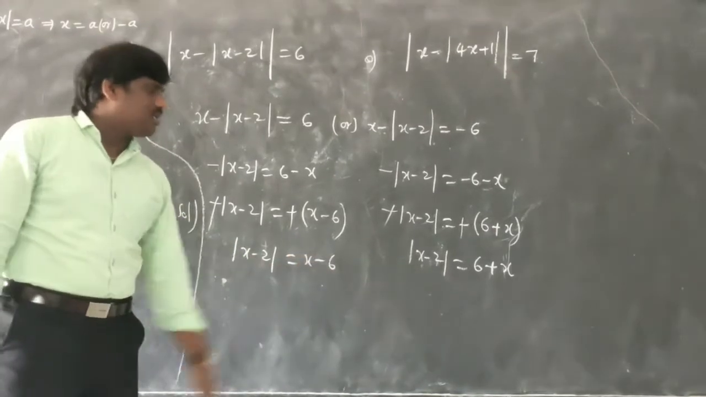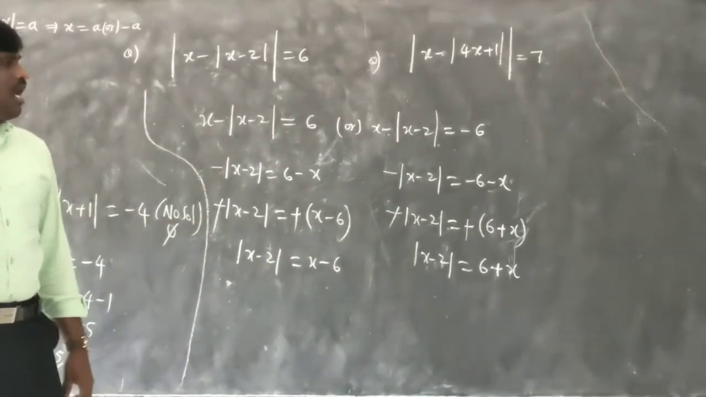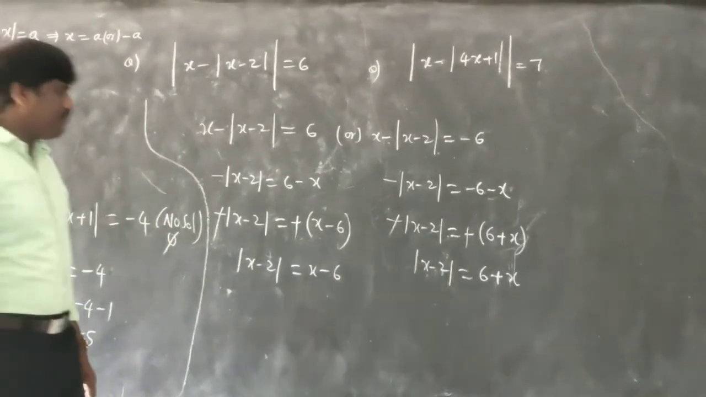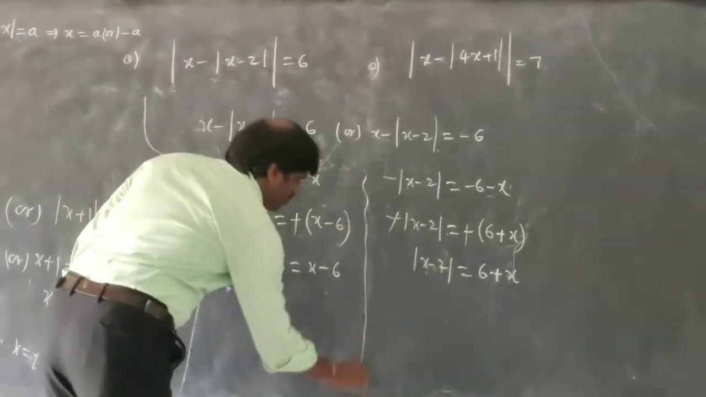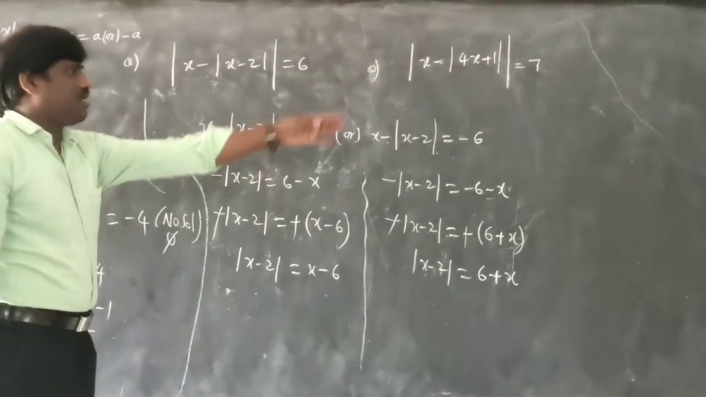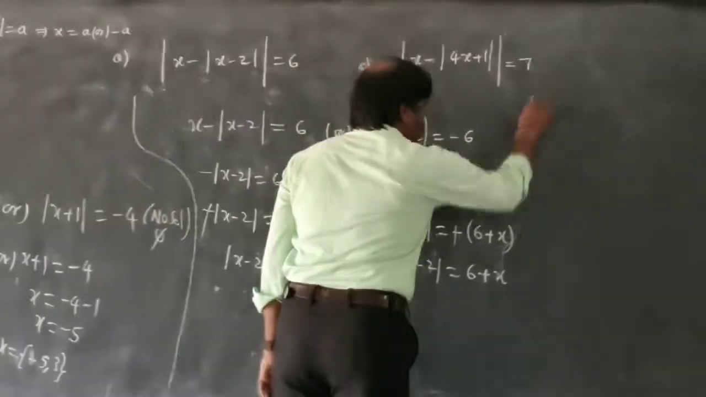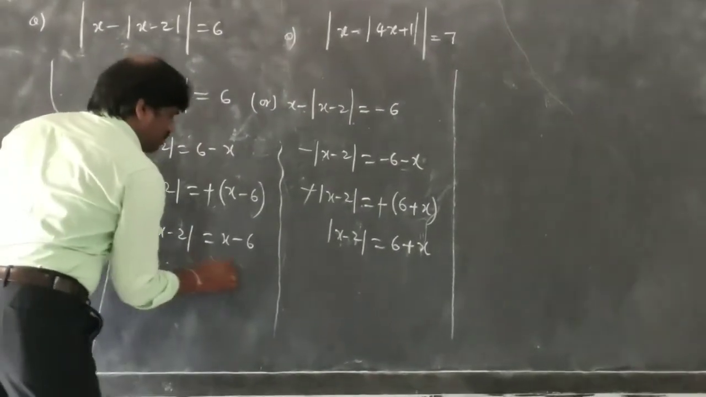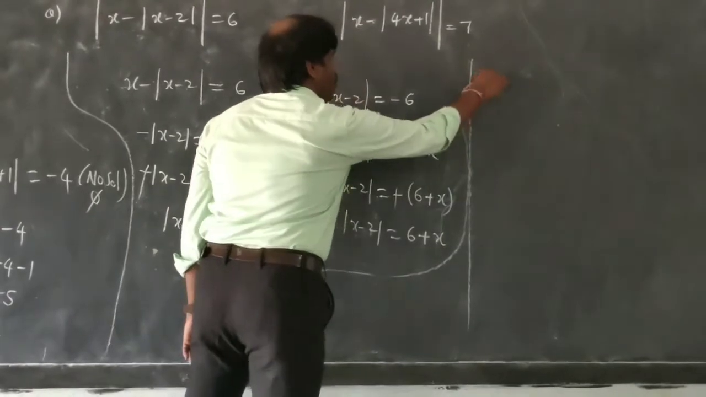Mod of x minus 2 is equal to this. According to the rule here, I am explaining this part. This part can be written as what can I use here? So I am explaining this part.